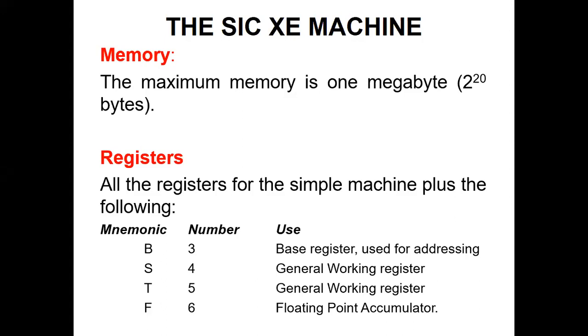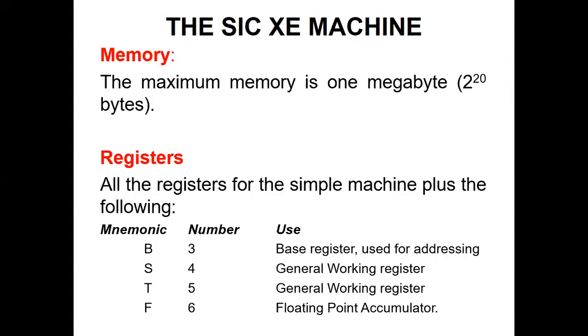Its code is 3. Remember, these are hexadecimal numbers, so if you convert that code to binary, this will be 0011. Then we have registers S and T. Those are general purpose registers, general working registers. You can use them for anything, just like the other general registers for Intel. You remember the general purpose registers for Intel: B, C, D, E, H, L. They have 6 working registers. These have only 2, register S and register T, with their codes. You can use them for arithmetic operations, or you can use them for addressing.